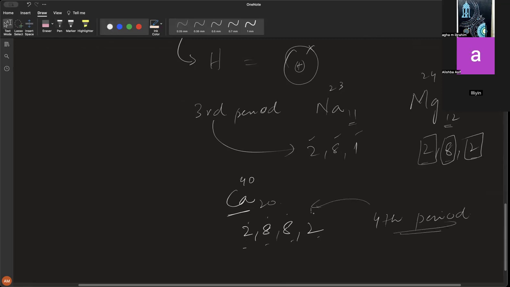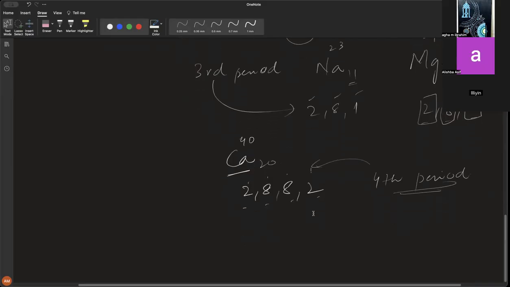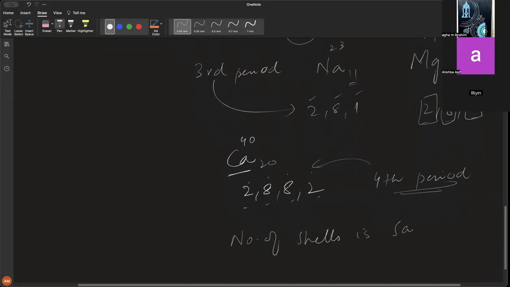Calcium is in the fourth period, and it's in the second group. We'll talk about groups later. So is this understood? The number of shells tells you the number of the period it is in. So the number of shells is the same as the period number, right?